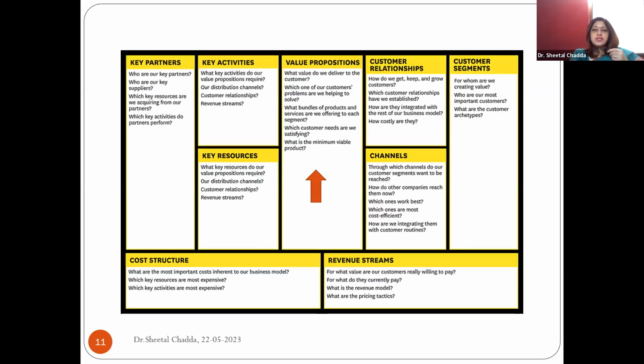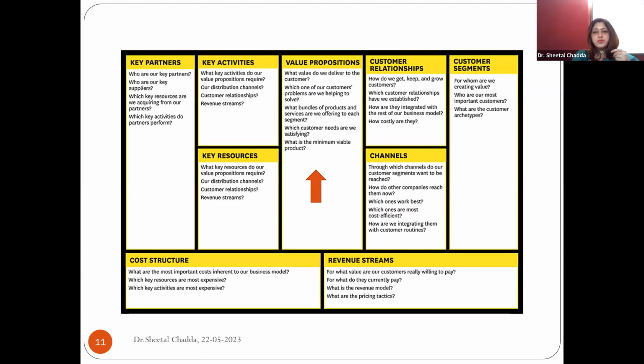So the next aspect is the value proposition. So far, any questions? If you remain quiet, I understand that there are no questions, but if you have any question, you can ask. Okay. So the next element is the value proposition.